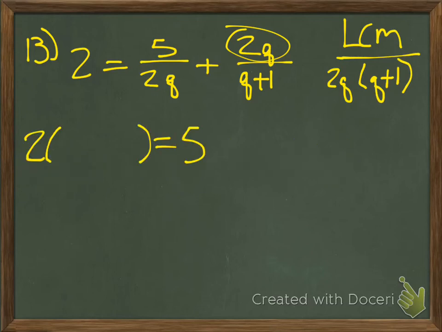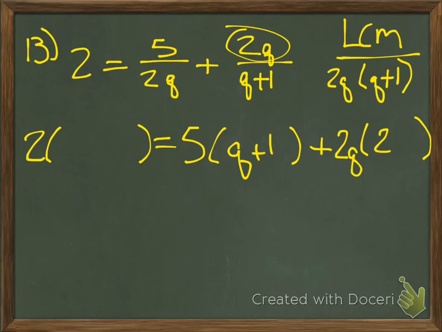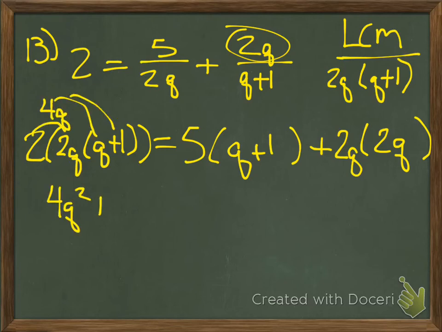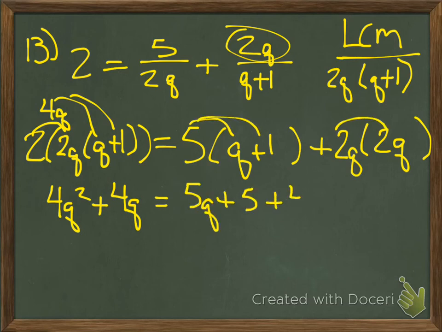Okay, so all of that would look like this, a little bit cleaner, I guess, because some people were complaining about my handwriting. And then, okay, 2 times 2q is 4q. 4q times q is 4q squared. 4q times 1 is 4q. 5 times q is 5q. 5 times 1 is 5. And then I've got 4q squared, because 2q times 2q is 4q squared.